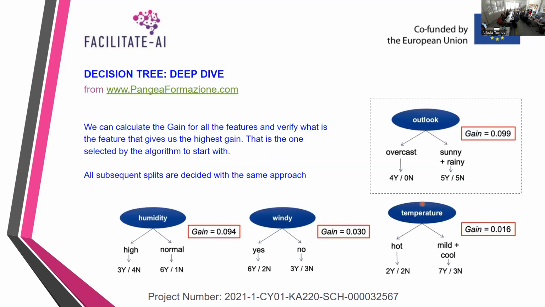So these are the gain when we go to the branch of humidity, when we go to the branch of windy, and when we go to the branch of temperature.